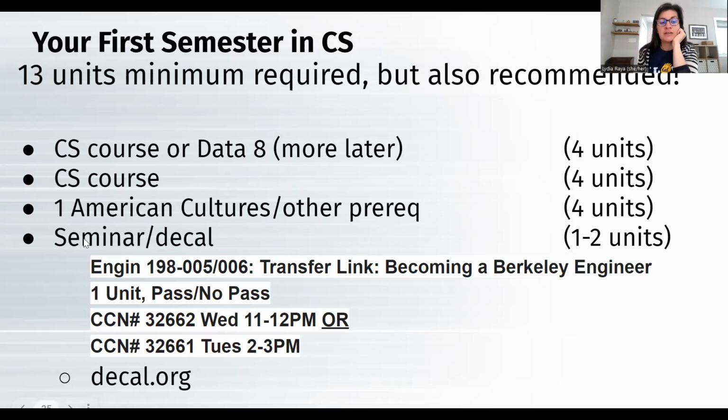And then to get to 13, you could take a seminar. So again, I'm including those numbers for the engineering specific transfer seminar, or you could take what's called a DeCal. This is a 1 unit or 2 unit class that's taught by other students. And it's a huge range of topics, from how to solve a Rubik's Cube to maybe history on someone, and there are engineering focused ones as well. So there's lots to choose from. The DeCal sections will not be posted until probably August.